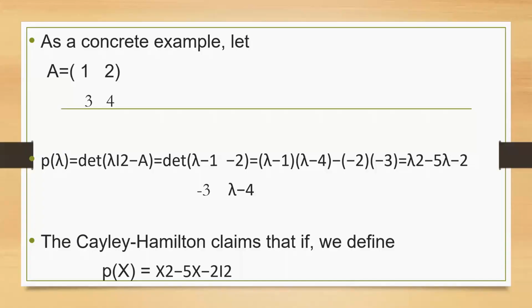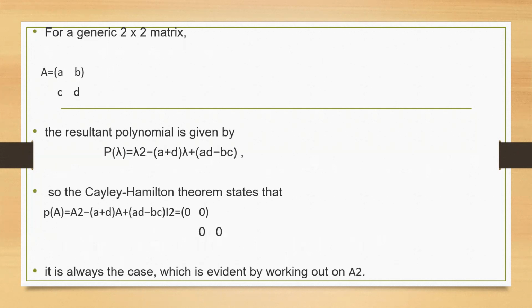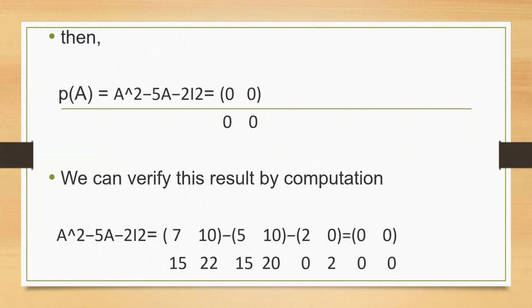Now moving on to the next slide. Referring to the previous slide, P of A is equal to A square minus 5A minus 2 times I2, where I2 is the identity matrix, which is equal to a zero matrix of size 2 by 2. In the next point, we can verify this result by computation.